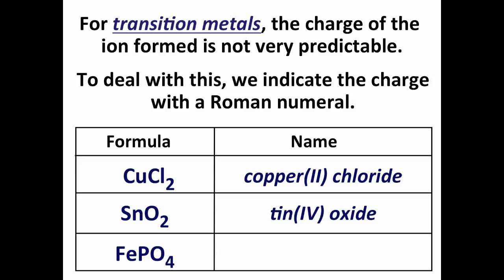And what would we call FePO4? Well, now you've got a polyatomic ion that you have to recognize, the PO4, and PO4 has a -3 charge overall. That means the Fe has to have a +3 charge, and so we would call that iron Roman numeral 3, and then phosphate is PO4.